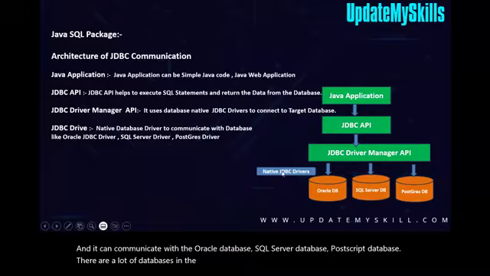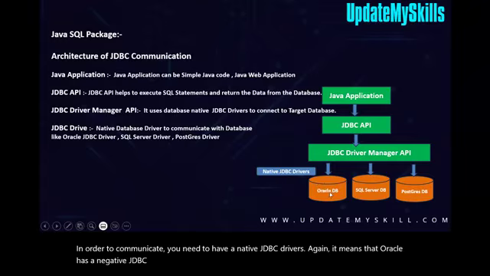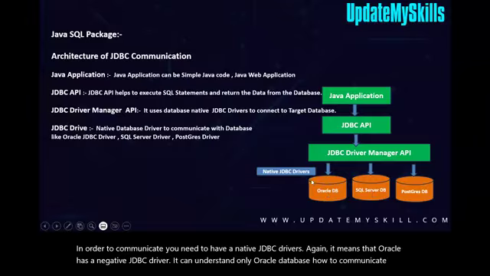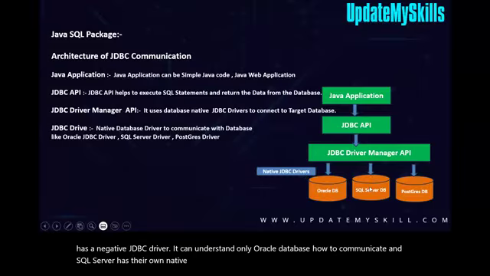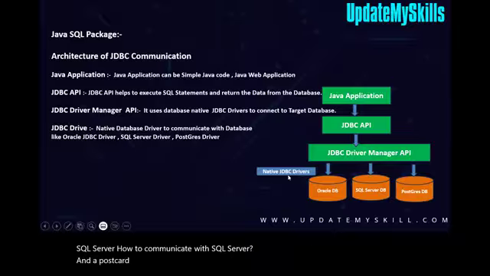In order to communicate, you need to have native JDBC drivers again. It means that Oracle has a native JDBC driver. It can understand only the Oracle database, how to communicate. And SQL Server has its own native JDBC driver. It can understand only SQL Server, how to communicate with SQL Server. And the Postgres database has its own native driver.